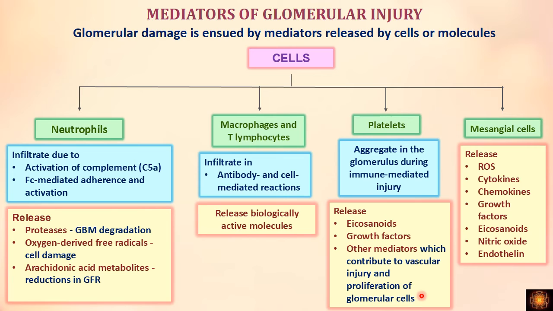The mesangial cells proliferate, and the other mediators of inflammation cause the vascular injury. Whereas the mesangial cells release a list of factors. They release reactive oxygen species, cytokines, chemokines, growth factors, eicosanoids, nitric oxide and endothelin. All these factors are released by the mesangial cells. Mesangial cells, when they get activated, are enough to produce the inflammatory response even in the absence of neutrophils, macrophages and T lymphocytes. Just the irritation of the mesangial cells will cause release of all these factors, and they themselves can initiate an inflammatory response in the absence of the inflammatory cells.